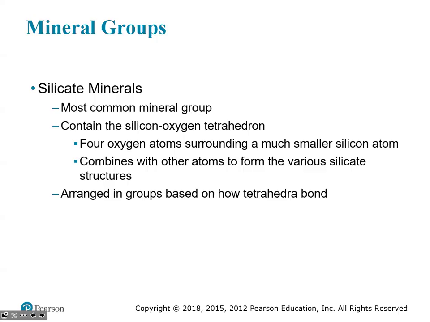So quartz is basic. The formula works out to silicon dioxide because each tetrahedron with 4 oxygens is sharing each of its oxygens with another tetrahedron. So it effectively works out to 2 oxygens per silicon. And they're arranged in groups based on how the tetrahedra bond. Because different bonding structures in the tetrahedra lead to different crystal structures, which lead to different minerals. And you can have other things mixed in with these tetrahedra.